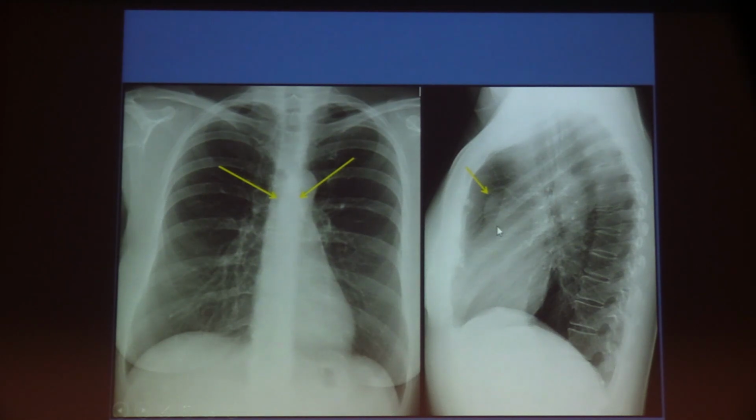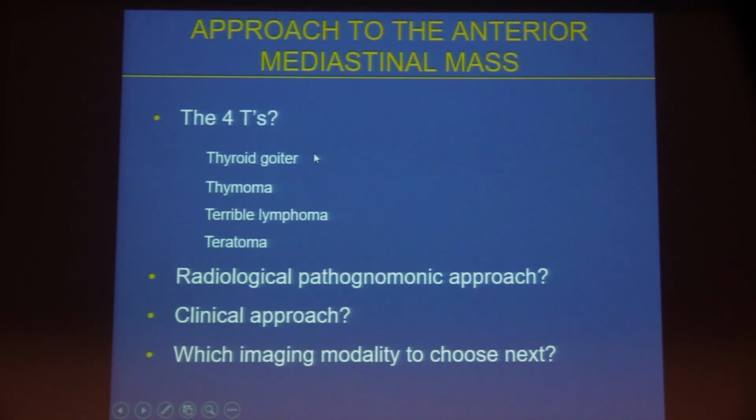Look on the posterior here. We don't always get the lateral film. So when a typical resident gets to see the anterior mediastinal mass and goes, oh, that's easy, it's the four T's: thyroid goiter, thymoma, terrible lymphoma, teratoma. That's not a good enough differential. And it's also not good to remember 20 different differentials and just give them away. We want to be helpful. For that, we need to know our radiology, to know the pathognomonic ones that we should recognize, the no-touch lesions.